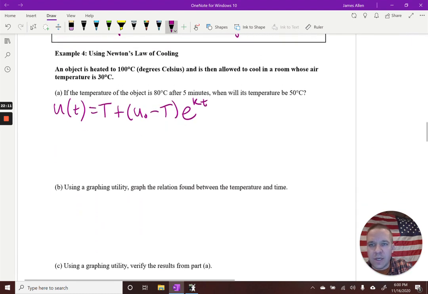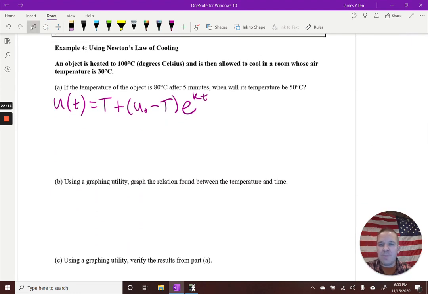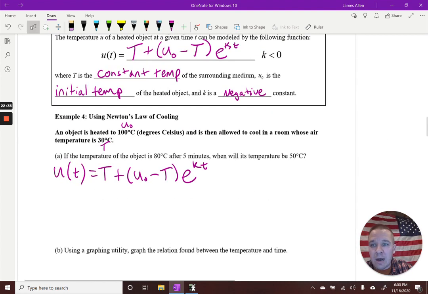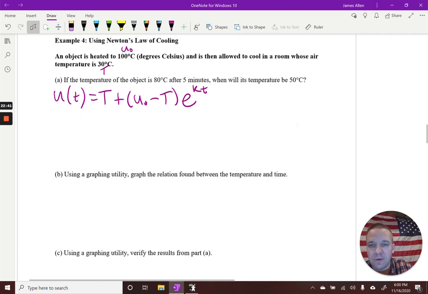So let's see here. Using Newton's Law of Cooling, an object is heated to 100 degrees Celsius. So that would be our U naught when we take it out, and it is then allowed to cool in a room whose air temperature is 30 degrees. There's our capital T, the constant temperature of the surrounding medium, and U naught is the initial temp. Perfect. Working out so far.